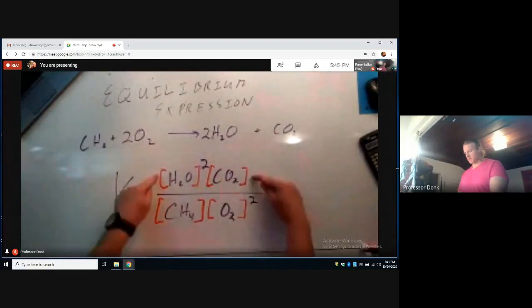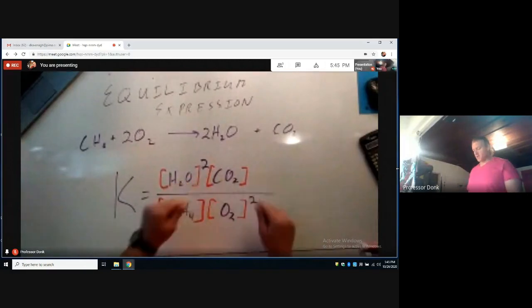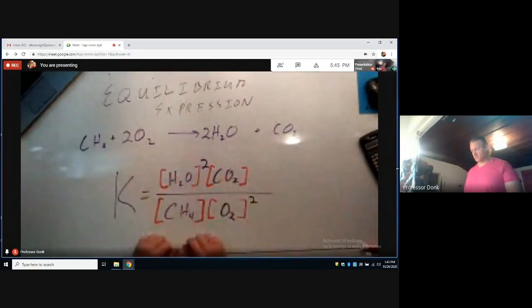Molarity. The concentrations that these square brackets are referring to is molarity. That's a hieroglyphic. And lastly, it's just multiplication and division. These terms are squared and then multiplied, squared, multiplied, and division.